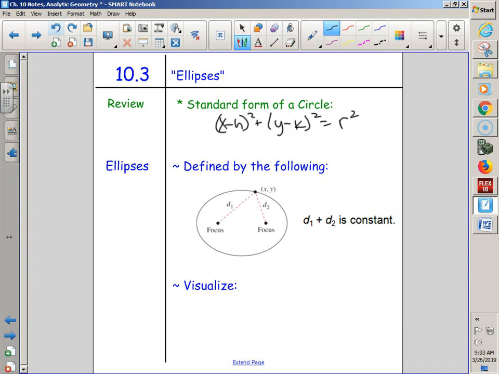Ooh, I have a nice big one too. I need a rubber band.